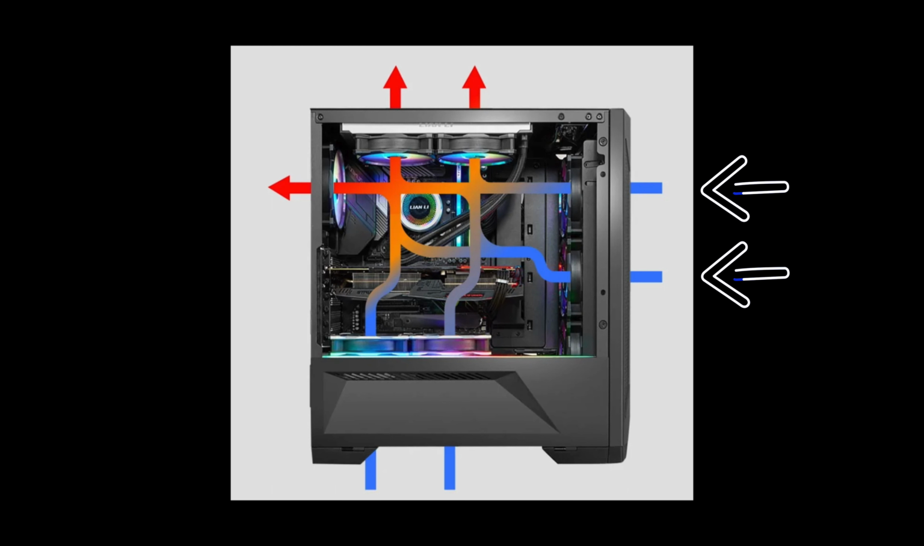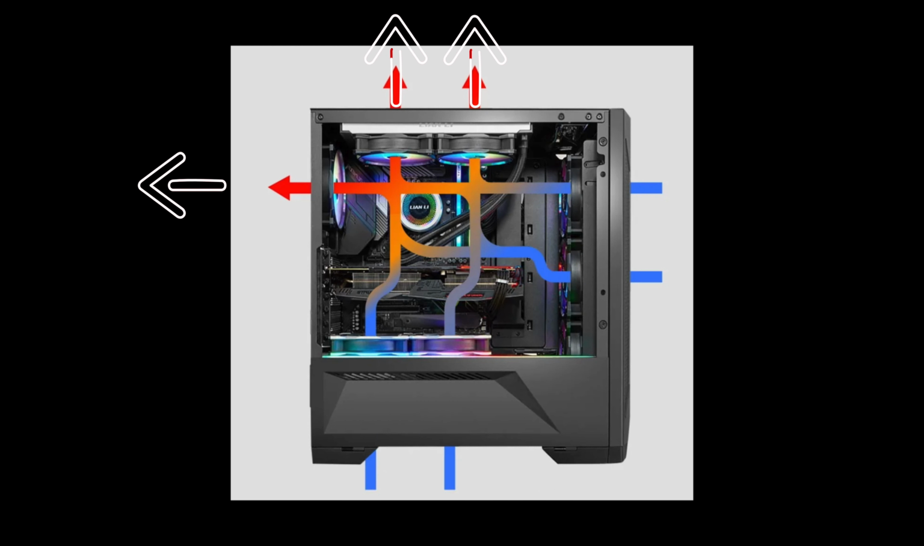Third thing I look at is airflow. Does this case have good airflow? You want to take a look at usually the front of the case and the bottom. You want good airflow to have intake, bring cold air in, and then the back and the top, you want good exhaust. Usually that's exhausting the hot air.